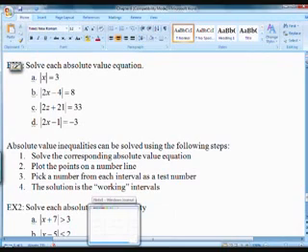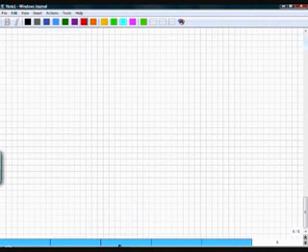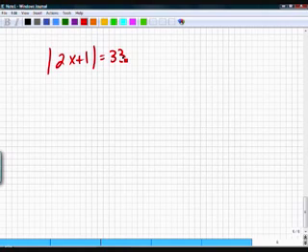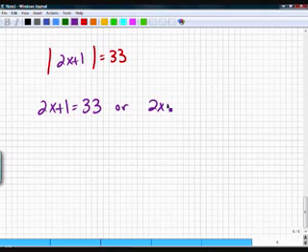As soon as you do that first step, that's all you do. Absolute value of 2x plus 1 equals 33. Think about what I'm saying here. The absolute value of something. Take out 2x plus 1 and put a question mark there. What does that question mark have to equal? One or the other. Either 33 or negative 33. But instead of a question mark, we have 2x plus 1. So therefore, the 2x plus 1 has to either equal 33 or negative 33.